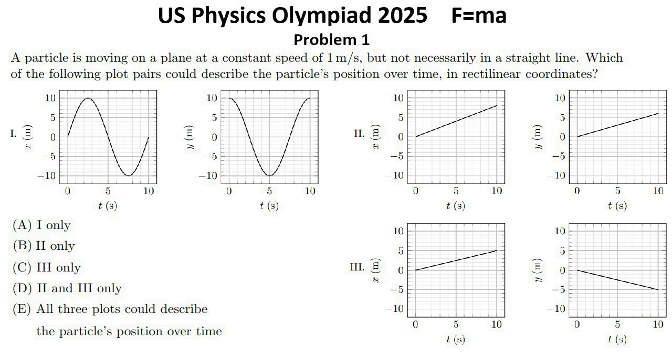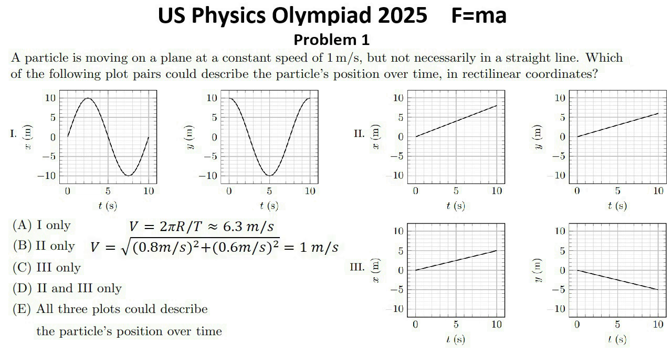Solution for problem number 1. All three plots describe the particle moving at a constant speed. In plot 1, the particle is moving in a circle of radius 10 meters, and traversing the full circle in 10 seconds, so its speed is approximately 6.3 meters per second. In plot 2, the particle moves at a constant speed of square root of 0.8 squared plus 0.6 squared, which is 1 meter per second.